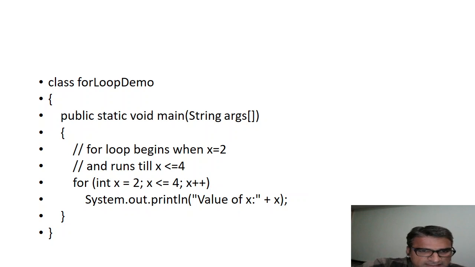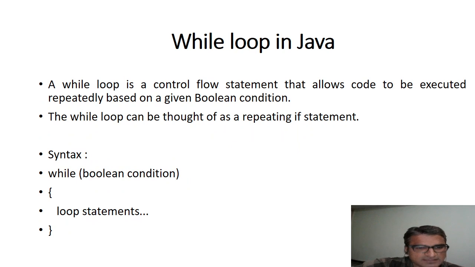I hope for loop is clear. So in this while loop, this is the second looping statement in Java. A while loop is a control flow statement that allows code to be executed repeatedly based on a given Boolean condition. So the while loop can be thought of as a repeating if statement.